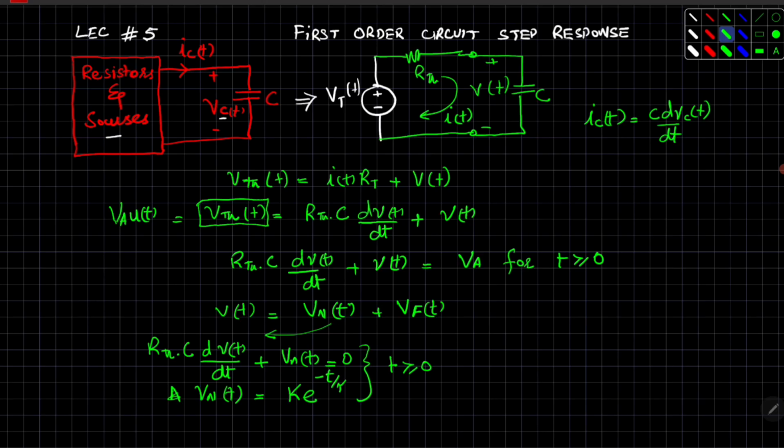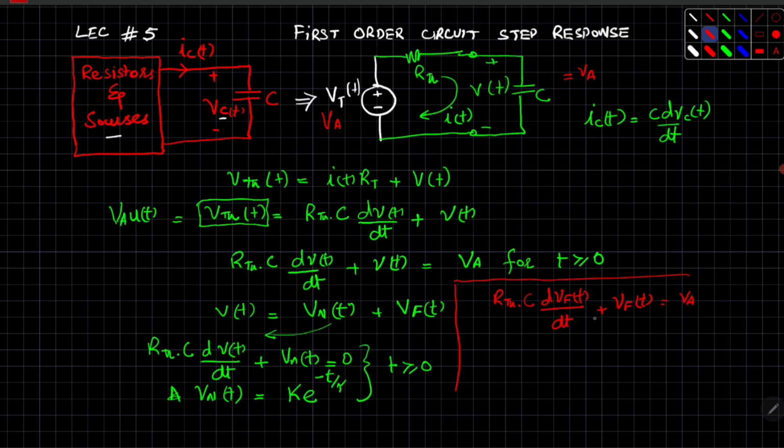Now we'll find out the forced response. So again, I'm writing here: R Thevenin times C into dVf(t), the forced response, divided by dt plus Vf(t) is equal to Va. Now here, one thing to understand: once this capacitor is fully charged, this voltage v(t) will become equal to Va, when no current will pass through it. Now V Thevenin will be equal to Va, and this Va will be equal to v(t). So that's why for the forced response, we have written the whole equation equal to Va.